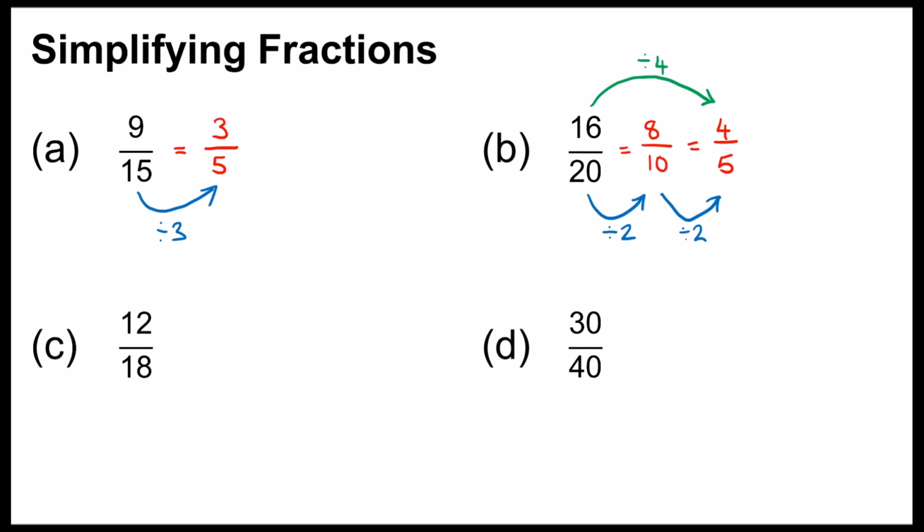In my third example, I can simplify in stages again. Halving both the top and the bottom will make the numbers easier to deal with. So on the top, 12 divided by 2 is 6, and on the bottom, 18 divided by 2 is 9. As with before, this fraction isn't fully simplified because I can still divide the top and the bottom by a further 3. On the top, 6 divided by 3 is 2, and on the bottom, 9 divided by 3 is 3, giving me my fully simplified answer as 2/3.